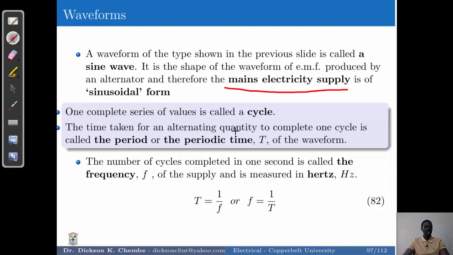One complete series of values is what we call a cycle. The time taken for an alternating quantity to complete one cycle is called the period, or the periodic time. The number of cycles completed in 1 second is called the frequency, f, which we can obtain from f equals 1 over the periodic time T, or T equals 1 over f.